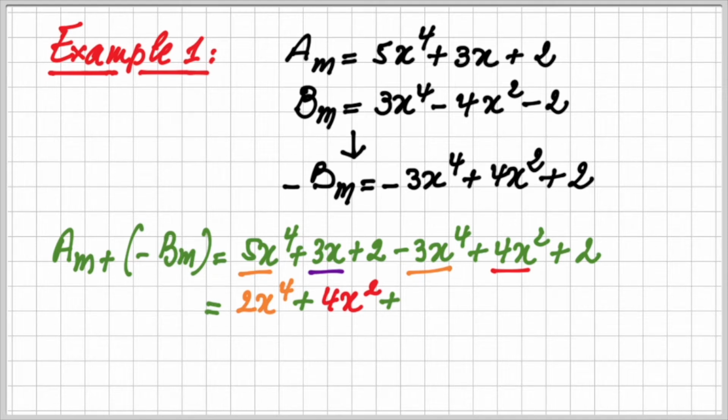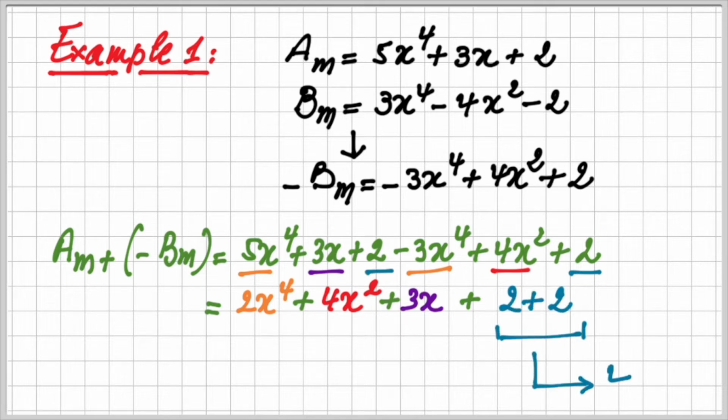Now we look at the terms in the square. We have 4x squared. There's only one term in x squared. And we look at the term in x. There is only one term in x, which is 3x. And now we have the last two elements, 2 plus 2, which gives us 4. And that gives us the last element of this polynomial. And we find that a_m minus b_m is equal to 2x to the power 4 plus 4x squared plus 3x plus 4.